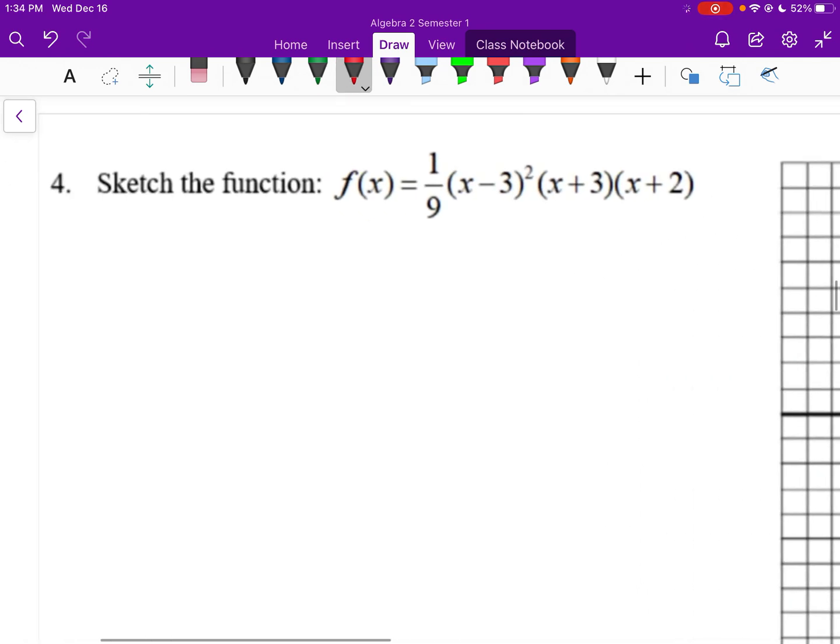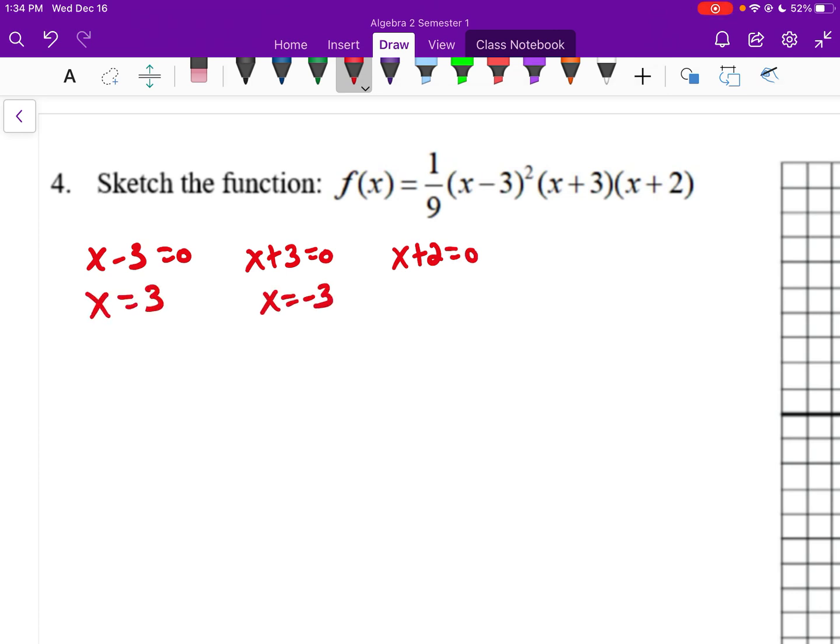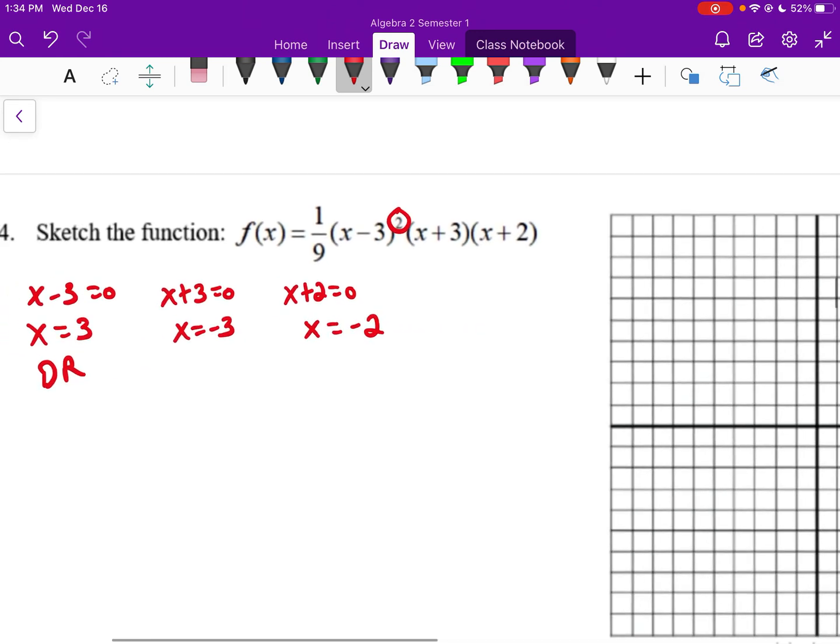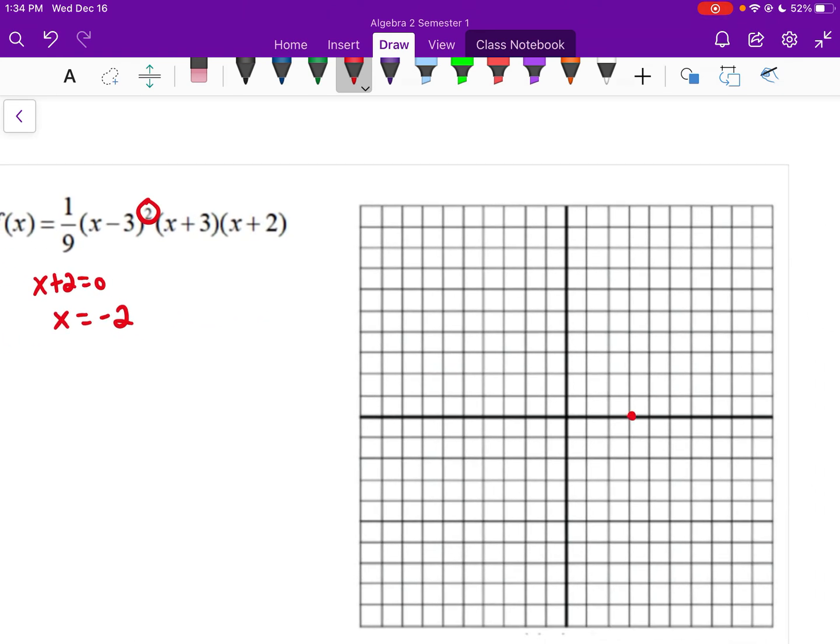When I give you a function like this, then we need to determine our zeros. And to determine our zeros, you take each of the factors, set them equal to 0, and solve. So we got x equals 3, x equals negative 3, and x equals negative 2. Now, one thing to remember though, x minus 3, that quantity squared. So this is a double root for that 0 of 3. So we have our 3 roots at 3, negative 3, and negative 2.